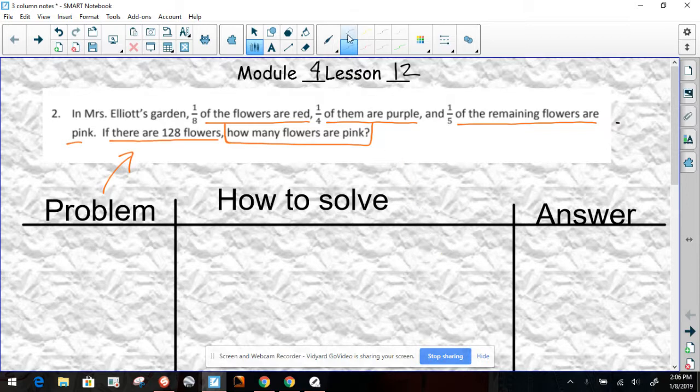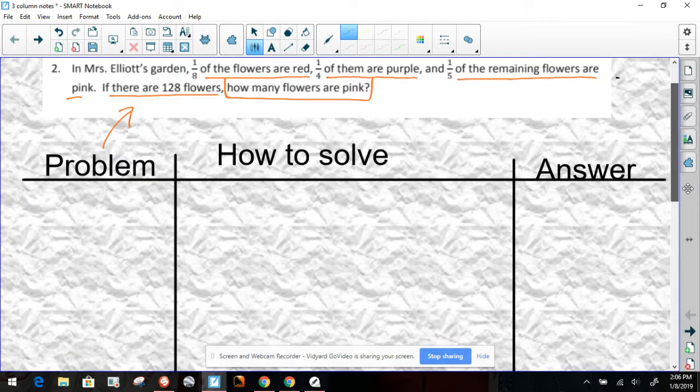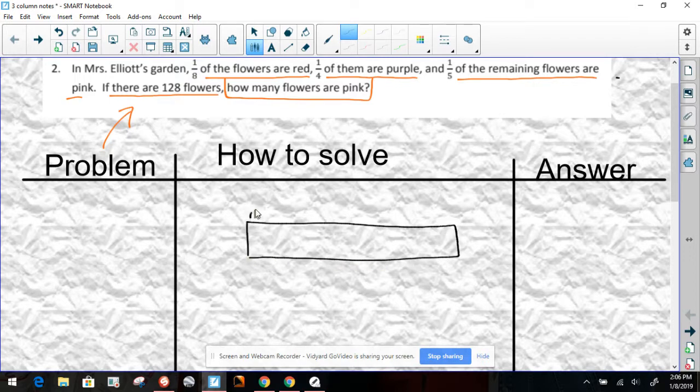We are working with tape diagrams, so I encourage my students to draw a tape diagram. So let's draw a total. What is the total? The total is how many of the one item you have, and that's 128 flowers. The problem also tells us that 1/8 of those flowers are red, and it also reminds us that 1/4 of these flowers are purple.